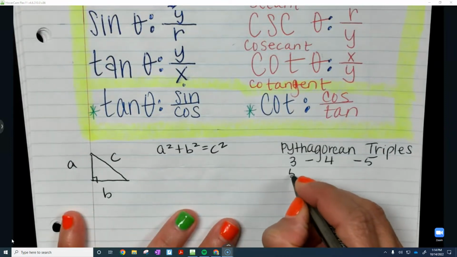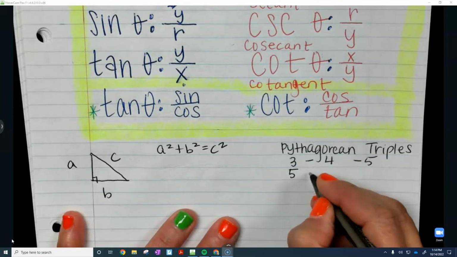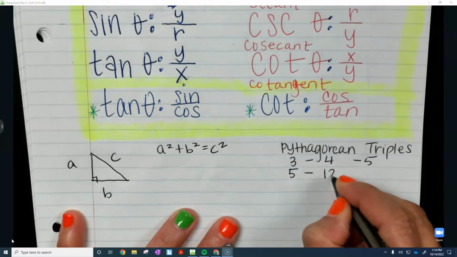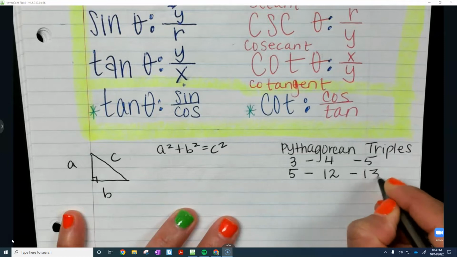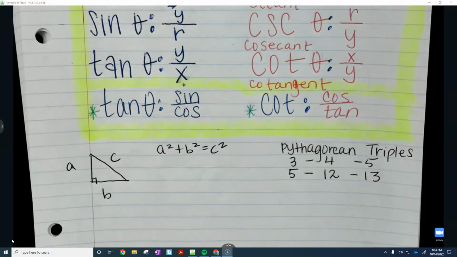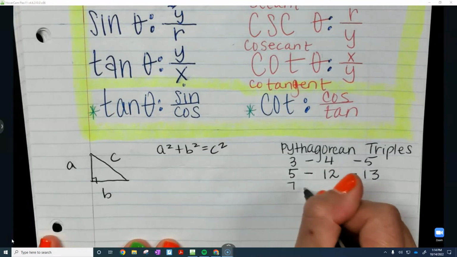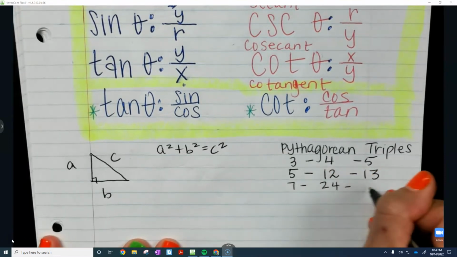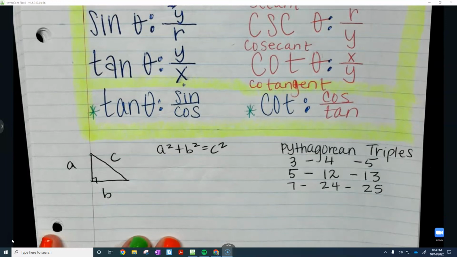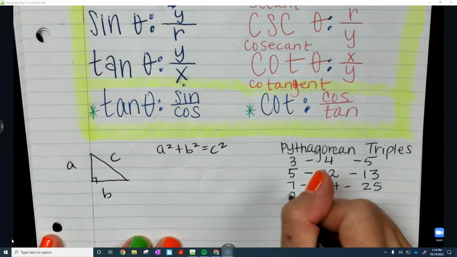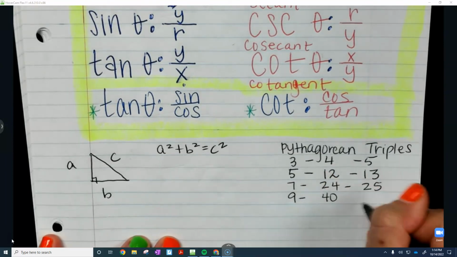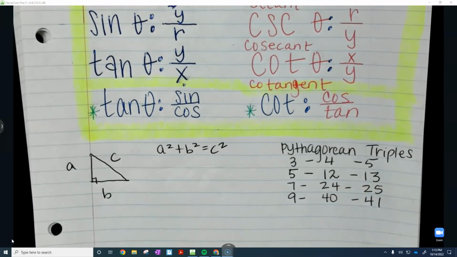You're going to see those. Another one that's pretty common, if the A value is 5 and the B value is 12, the C value is 13. You're going to see that a few times in this packet. There are 2 more that I'm going to give you. They appear once or twice. You don't have to worry about memorizing these. One of them is 7, 24, 25. And the last one, which I think you see once, is 9, 40, 41. So those are just some tools to help us get started.